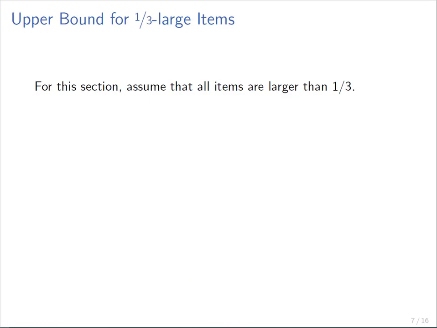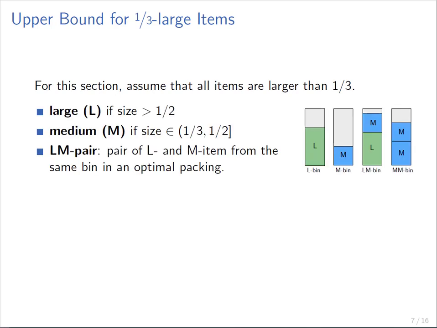Okay, in this part of the talk I will explain the upper bound for large items. So we assume that all items have sizes larger than 1/3 here. This means that we can define two item types. We say that an item is large if its size is more than 1/2, and we say that an item is a medium item if it is larger than 1/3, but at most 1/2.